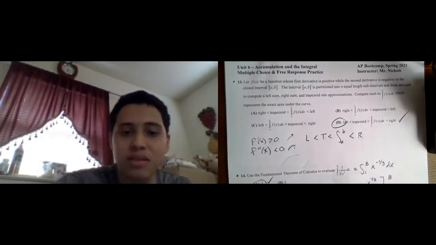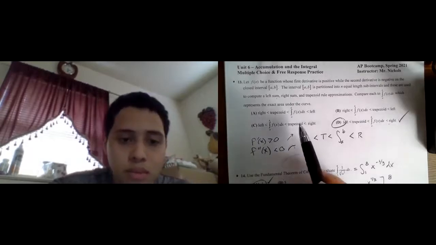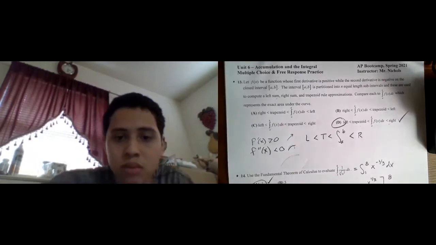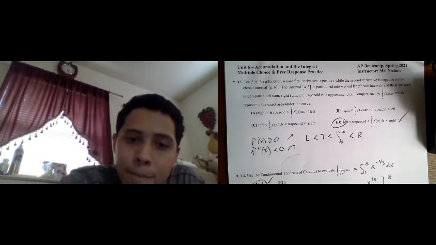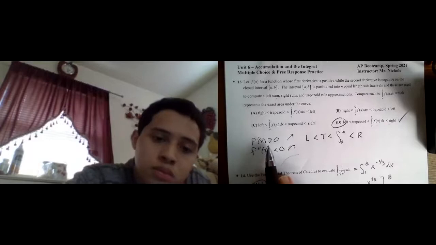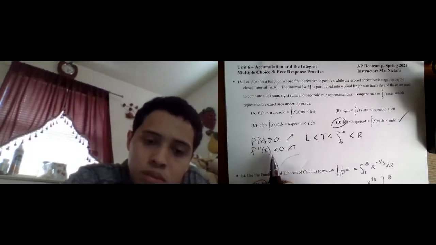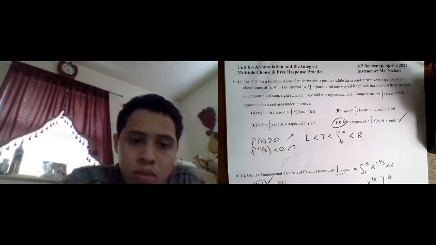All right, so 13 is about comparing the size of a definite integral with the various approximation methods: right hand, left hand, and trapezoid. They give us the information that the first derivative of f is positive and the second derivative of f is negative. So that means f is always increasing and concave down. So the curve looks something like this, right? It's increasing and concave down.